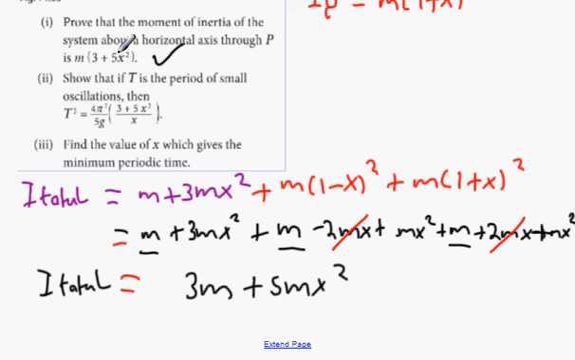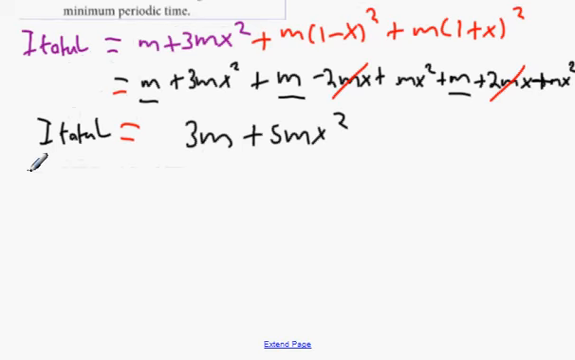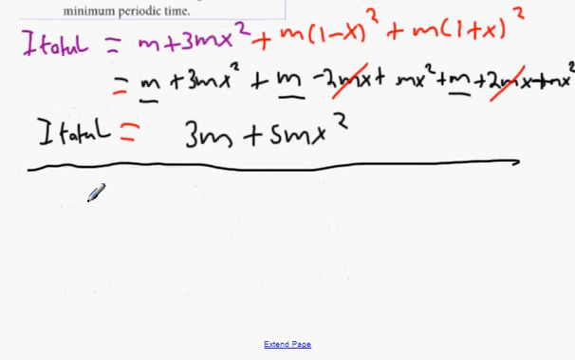Prove that the moment of inertia of the system about a horizontal axis through P is 3 plus 5x squared. Show that if t is the period of small oscillations, then t squared equals 4 pi squared over 5g, 3 plus 5x squared over x. Okay, can do that. It says small oscillations. When it says small oscillations, this is the form that I'm going to use.